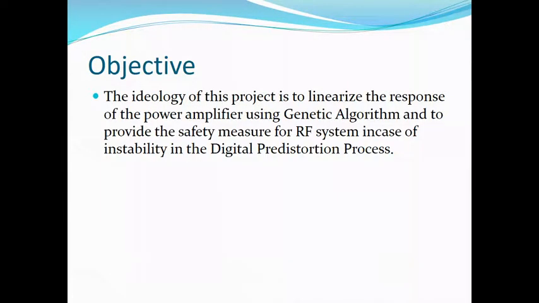The main idea behind this project is to perform digital predistortion using genetic algorithm and getting linear response of the power amplifier. As we know, while performing digital predistortion, polynomial functions with higher orders can be unstable. Hence, as a safety measure, RF safety system has been implemented in this work.